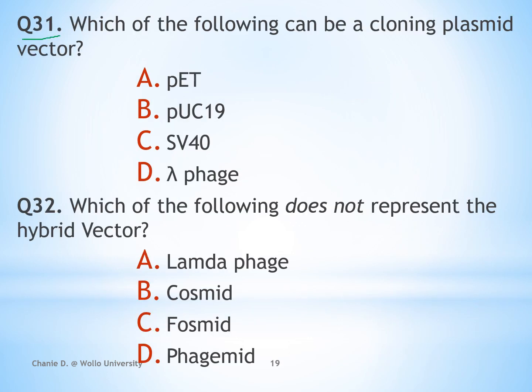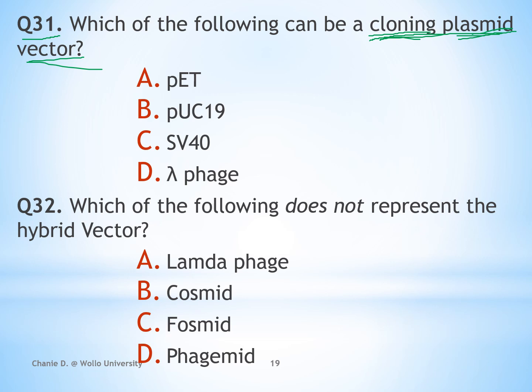Question number 31. Which of the following can be a cloning plasmid vector? Here the basic keywords are cloning, plasmid, and vector. It is a cloning vector and it is a plasmid. There are two types of vectors, cloning vectors and expression vectors. Here we are going to select the cloning plasmid vectors because there are different types of vectors: plasmid, viral, artificial chromosomes, and also other hybrid vectors. So cloning and plasmid are the keywords.